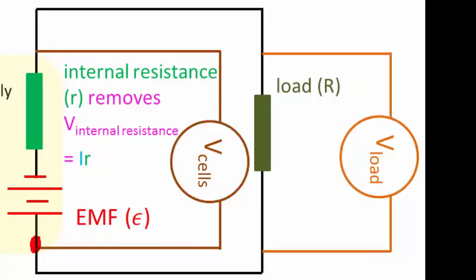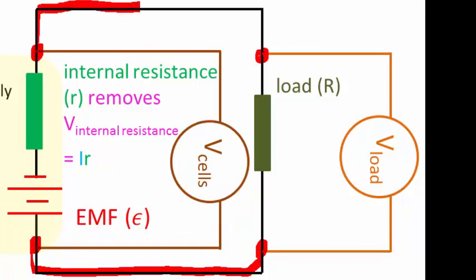And can you see that V cell and V load will read exactly the same as one another? We can see that these two connection points are actually connected to one another, and these two connection points are actually connected to one another by good conductors, and therefore the two voltmeters measure the potential difference across the same parts of the circuit, in fact. So their readings will be the same.